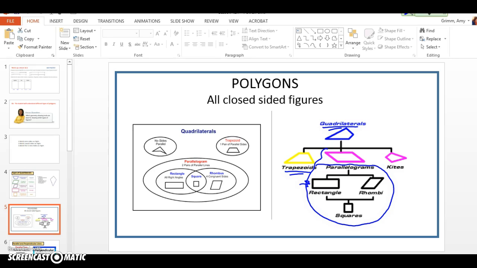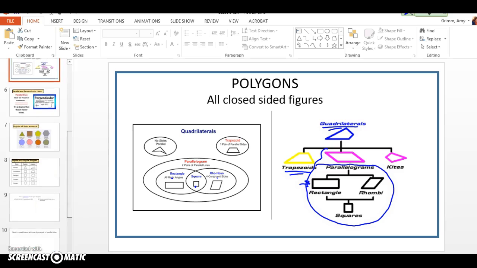And so that's why I like these two diagrams, so that you can see the different categories they fall in. Right here, a square can be considered a rectangle, which can also be considered a rhombus. Its most specific name is square, but it still falls in all those other categories too. Okay, all right, next one.